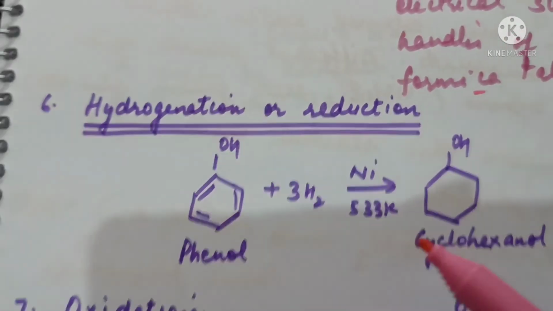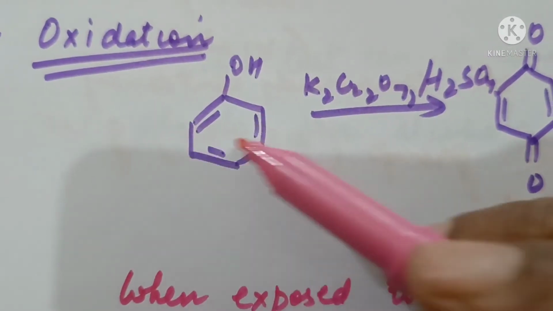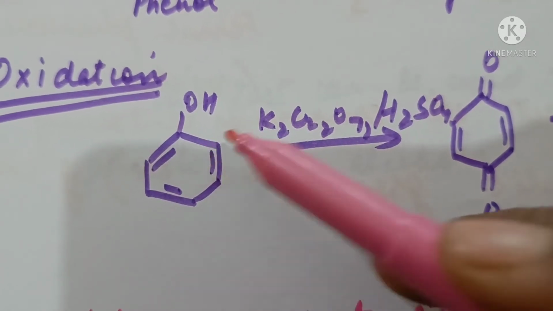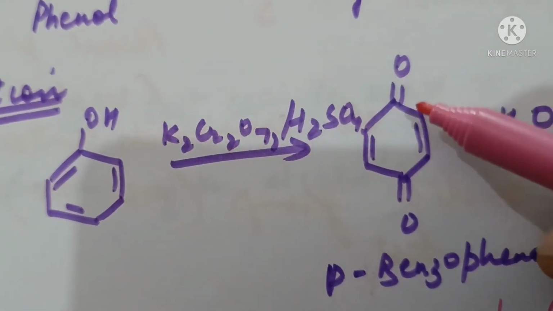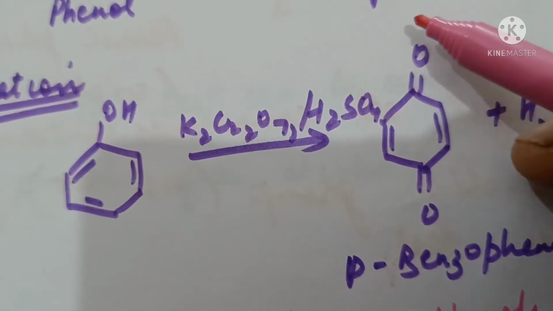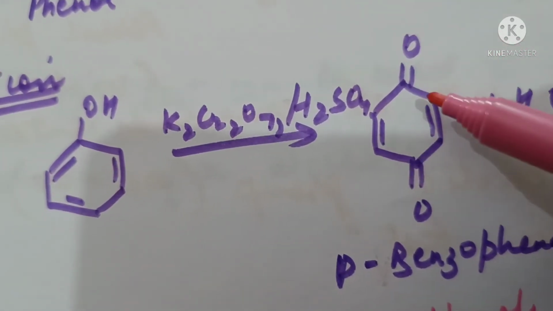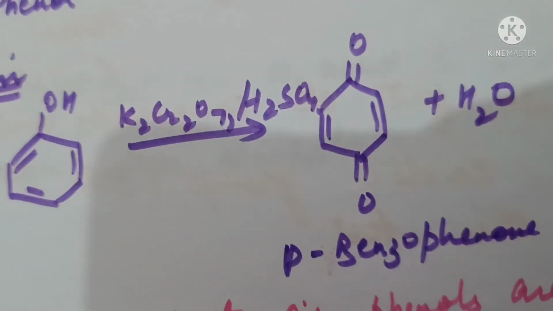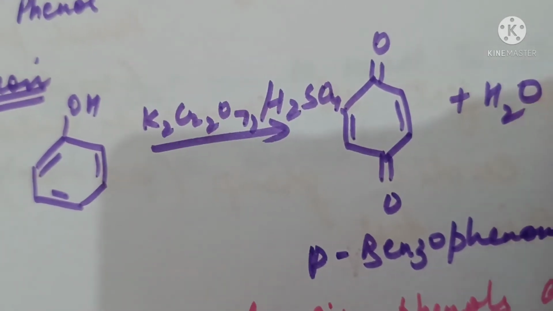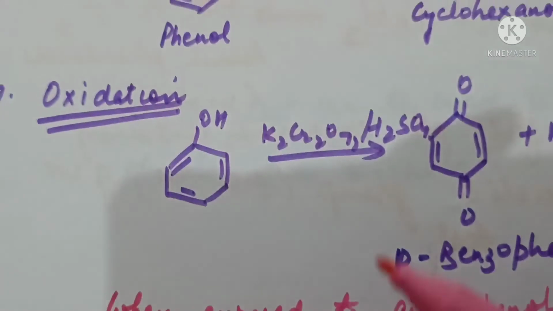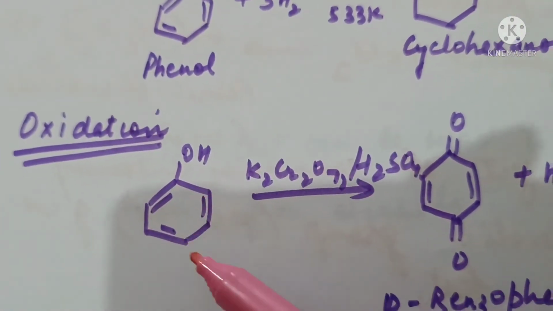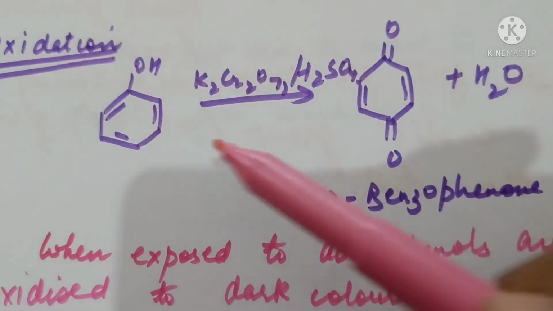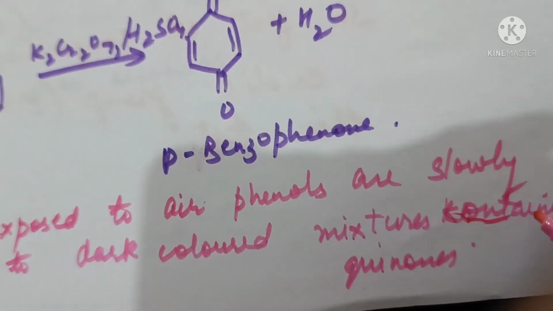This is called hydrogenation. We can also carry out oxidation with acidified potassium dichromate, when the phenolic part gets converted into the quinonic part. A double bonded oxygen, that is a ketone, is formed, and alternate double and single bonds lead to the formation of para-benzoquinone. Along with this, water is formed. This is when phenol is oxidized with acidified potassium dichromate. On exposure to air also, phenol can be oxidized and form a mixture of quinones.